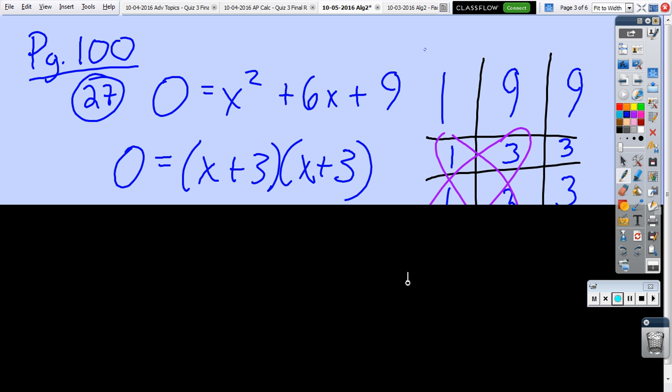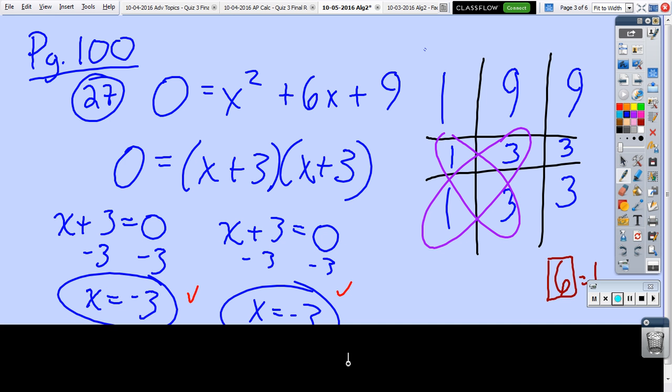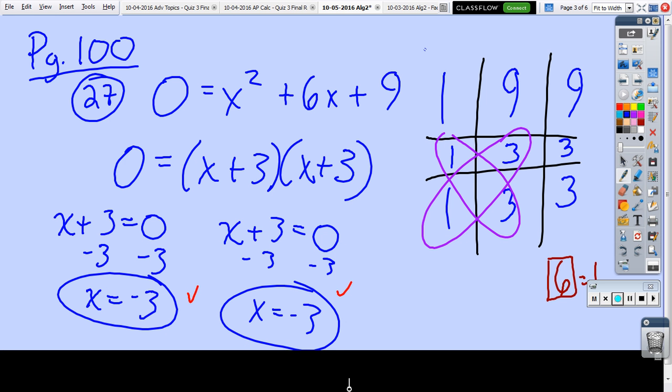Yes, it is, because this is the fully factored form. They happen to be repeating, so this is that multiplicity of 2 that you're going to hear about. So you didn't have to do both, but of course, x is equal to -3. They're the same. They happen to be the same factor, the linear factor x plus 3.